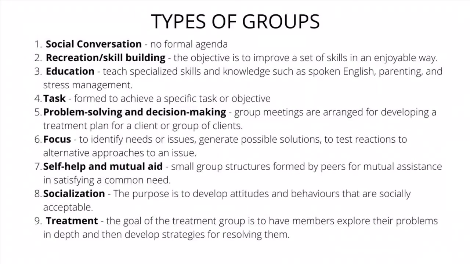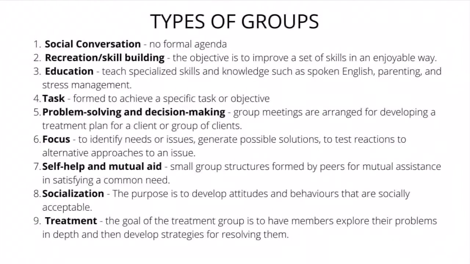Task groups are formed to achieve a specific set of tasks or objectives. For example, a board of directors is an administrative group that is charged with responsibility for setting the policy governing agency programs. A task force is a group established for a special purpose and is usually disbanded after the task is completed. Number 5, problem solving and decision making.